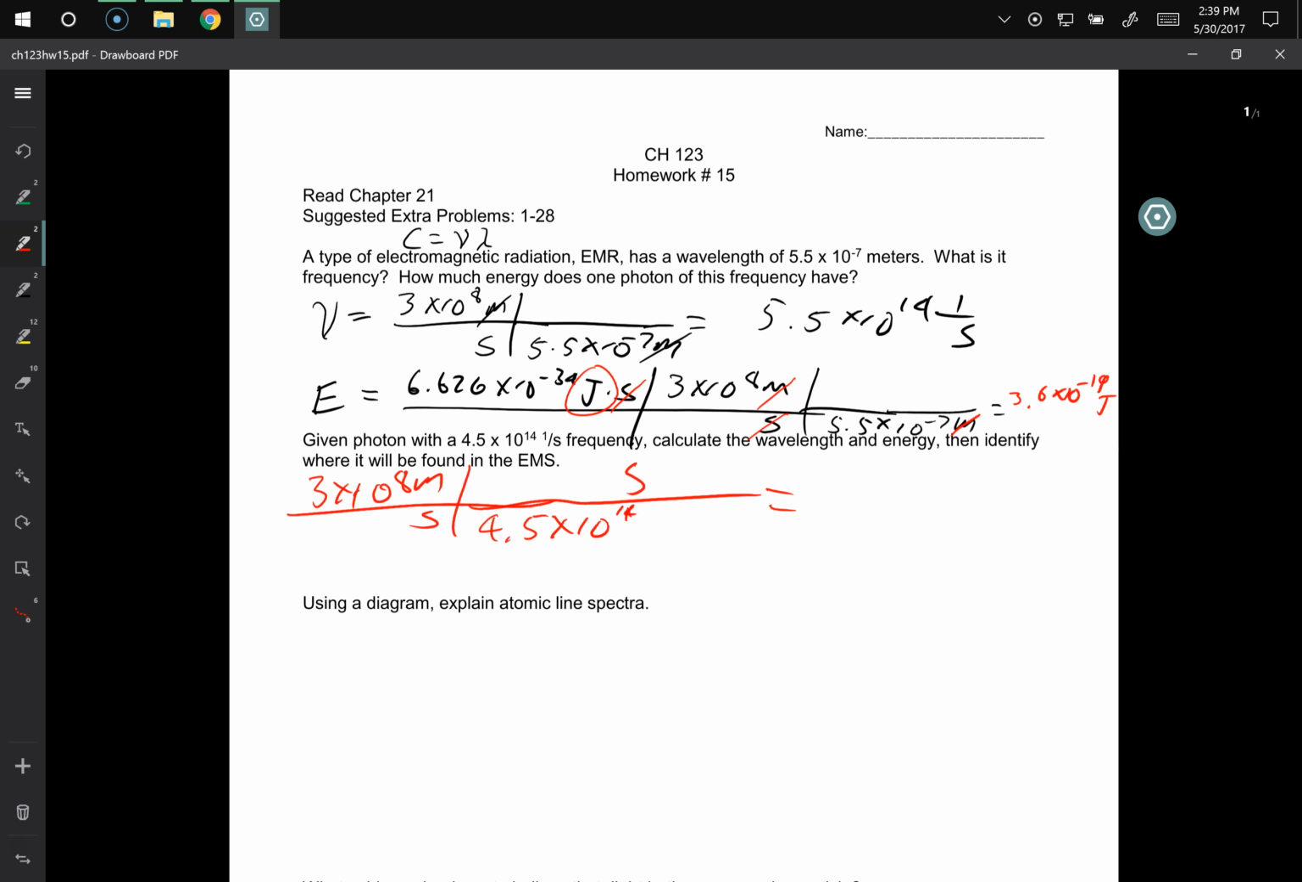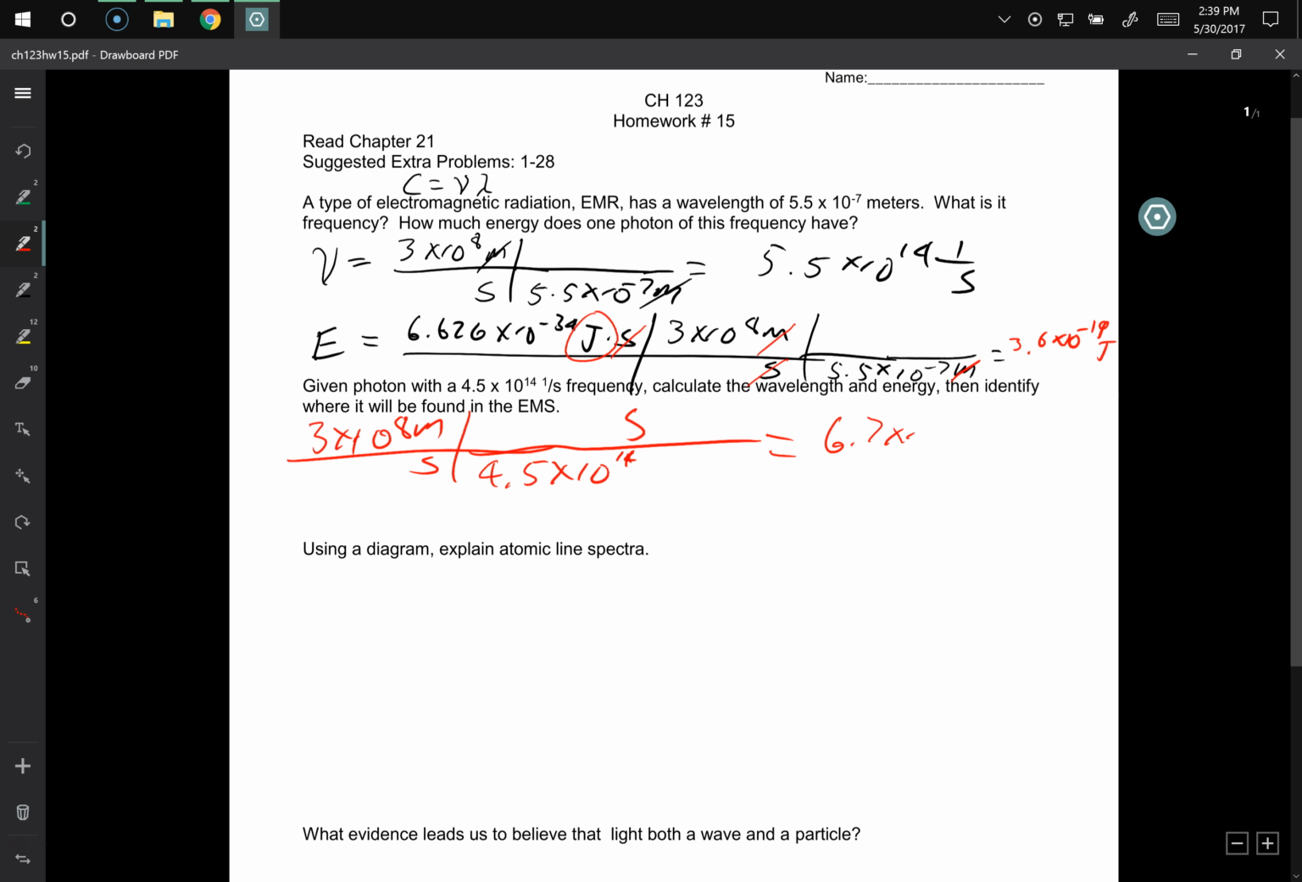So we've got 3E8 divided by 4.5E14, and I get 6.6, or 2 sig figs, I get 6.7 times 10 to the negative 7th meters. And then the energy on that. So it's 6.626 times 10 to the negative 34th joules times seconds.